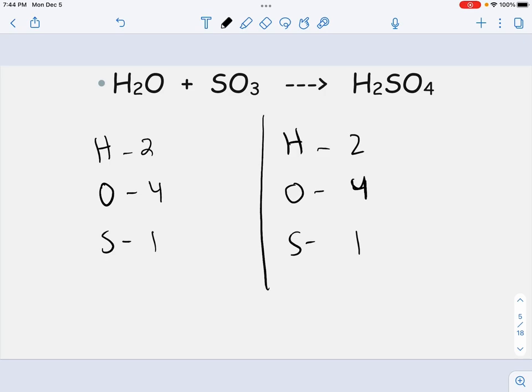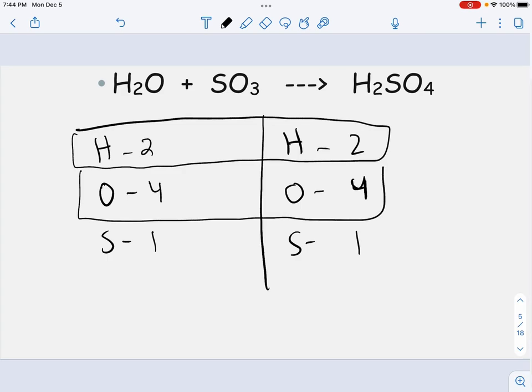So looking at this, what would you say? Hydrogens are balanced. Oxygens are balanced. Sulfur is balanced. So guess what, guys? This is a balanced chemical equation. It was kind of a trick question, okay? All right, let's move on to the next question.